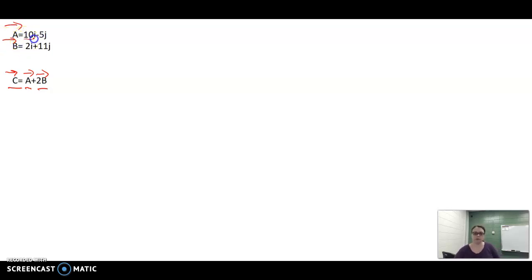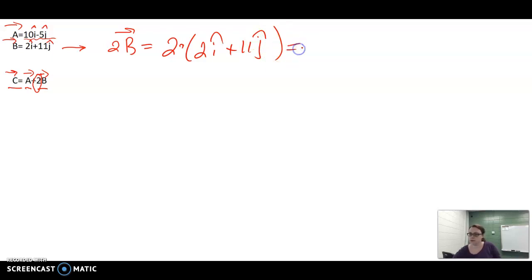So vector A stands by itself, it's fine. And with vector B we have this issue. We got to multiply it by 2 first. So let's take care of that first. If B is 2i plus 11j, don't forget the hats, then 2B is going to be 2 times 2i plus 11j. So this is going to give me what? 4i plus 22j.